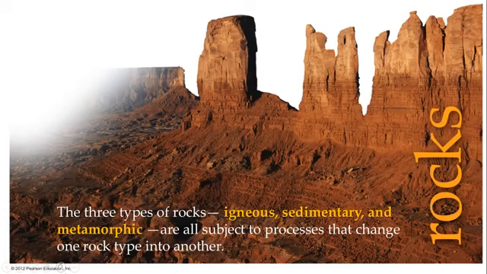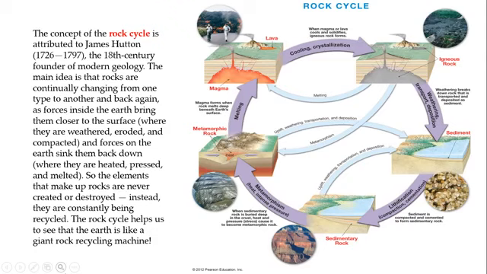Okay, so whenever you start talking about rocks, there are basically three types. You have what are called igneous rocks, sedimentary, and metamorphic rocks. And all of these rocks are subject to processes that change one rock type into another. Of course, whenever you start talking about changing one rock type into another, you're talking about the rock cycle, which has been attributed to James Hutton, the father of modern geology.